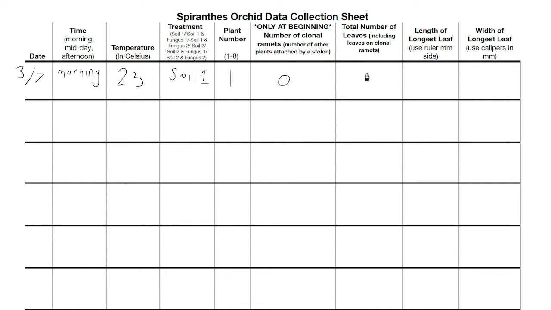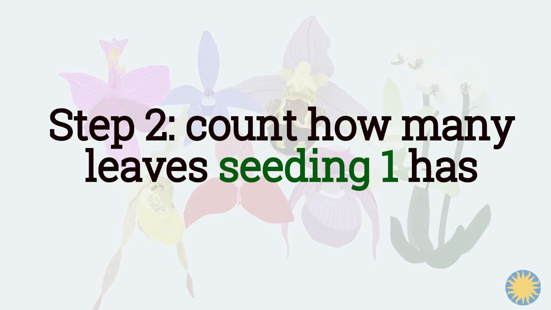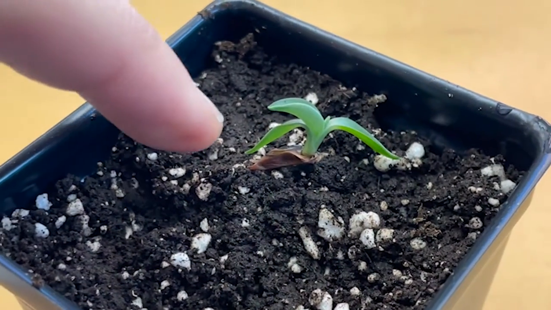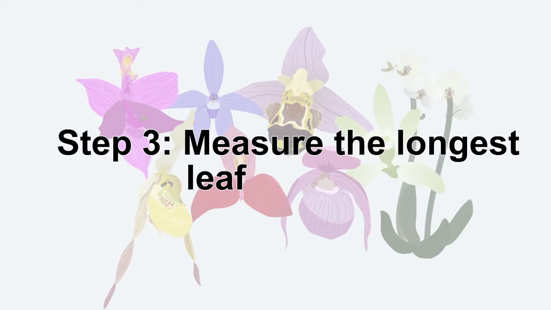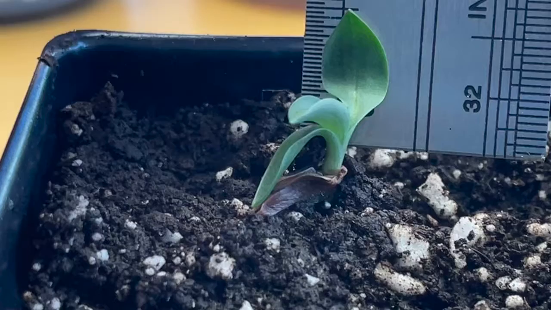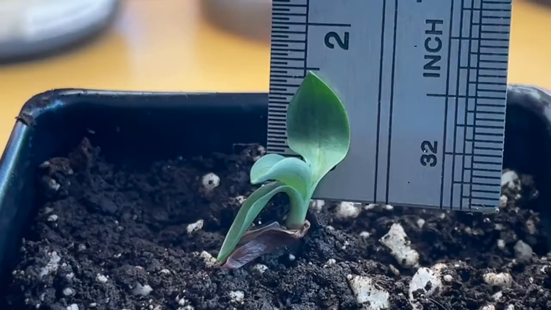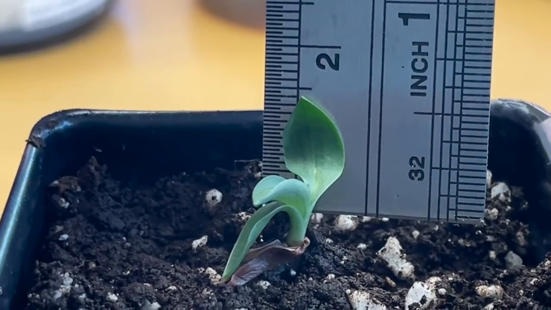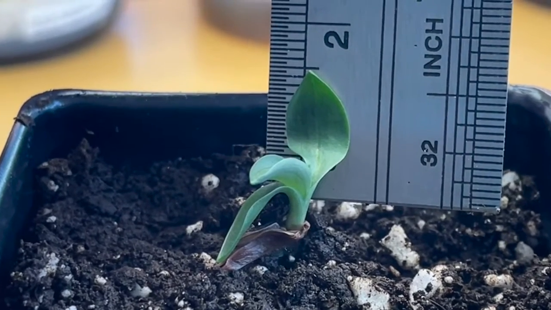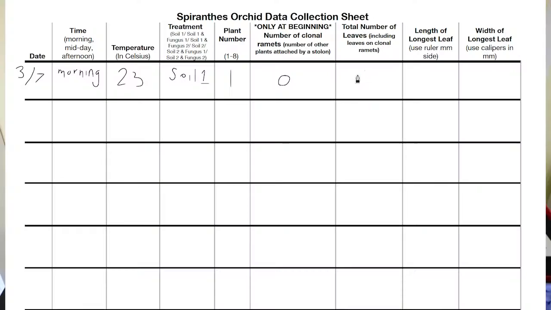the data collection sheet. Step 2 is to count how many leaves seedling 1 has and record it on your data collection sheet. Step 3 is to measure the longest leaf. To do this, place the ruler where the roots and the stem meet, gently straighten out the orchid leaf against the ruler, and record the number where the tip of the leaf meets the ruler. Remember to measure in centimeters and record that number on the data collection sheet.